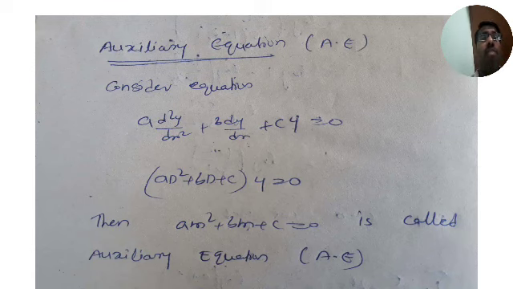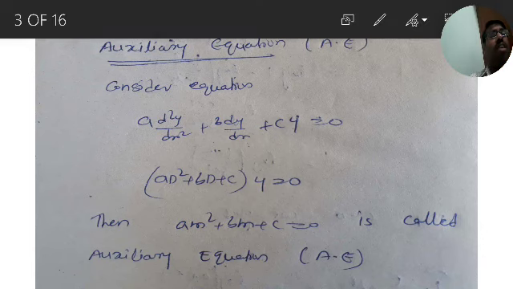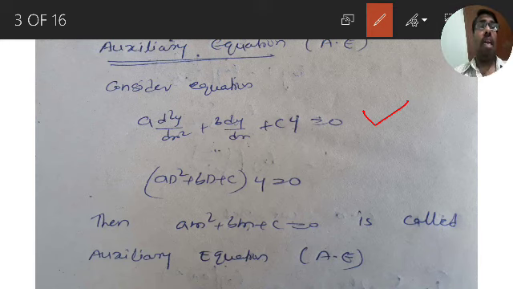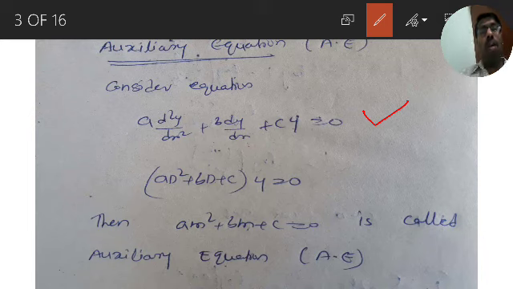Now consider the general form of the homogeneous differential equation. What is that general form? A d square y by dx square plus b dy by dx plus c y is equal to 0, with right hand side 0, so homogeneous. The d square y by dx square term makes it second order. y is to the power 1, therefore linear. The coefficients a, b, c are constants, therefore it is a homogeneous second order linear differential equation with constant coefficients.